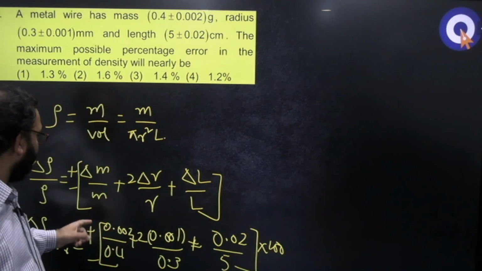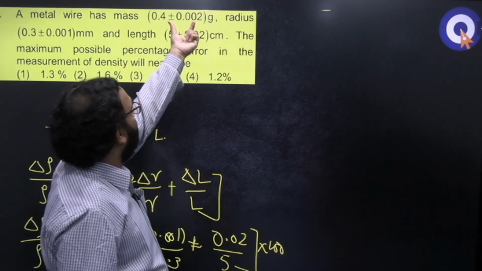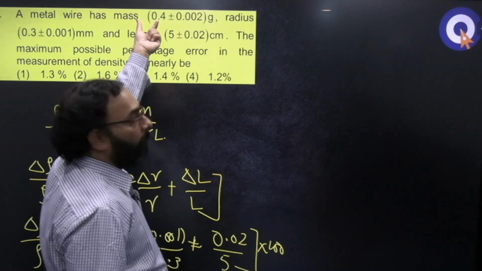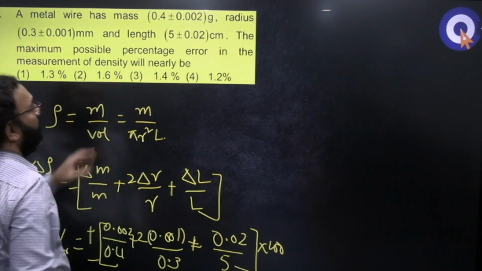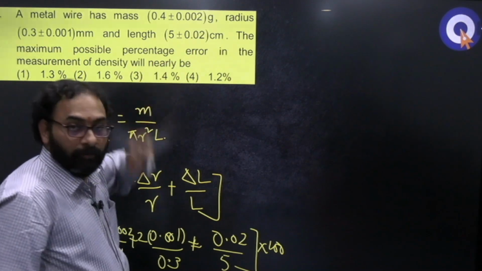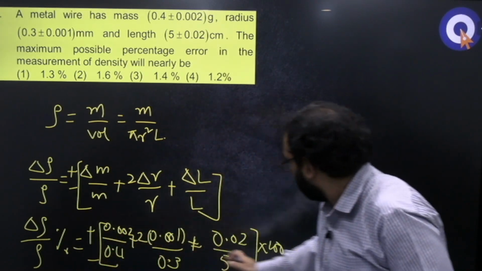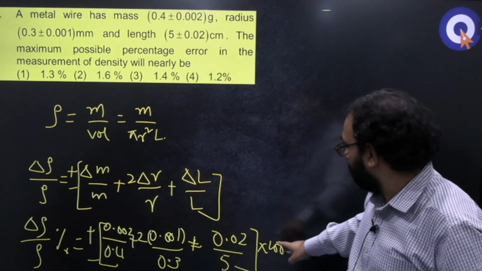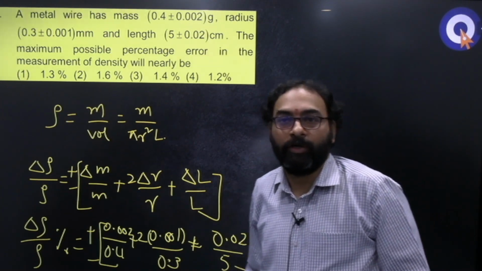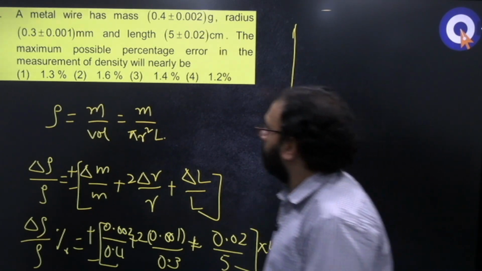Here the point is mass error, the error in measuring the mass by the value of mass. Error in radius delta r by r, delta L by L. So we just substituted, and you can simplify, multiply it with 100, and get the percentage error in measuring the density. So we'll proceed further.